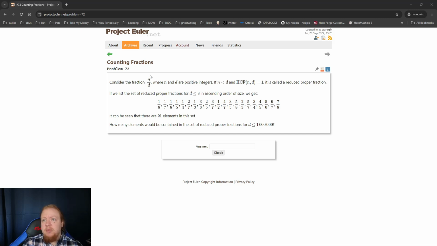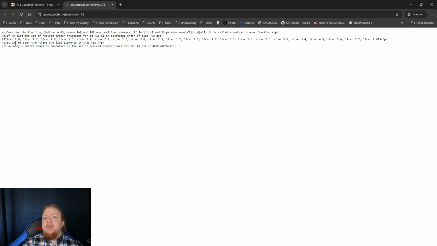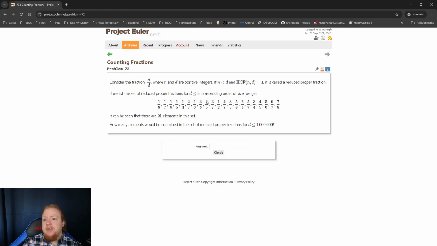Okay, so if you've seen problem 71, this is going to be extremely familiar. Problem 71 asked us to get the fraction immediately to the left of 3/7 for this same set of reduced proper fractions for d less than or equal to 1 million. But now we want to know how many reduced proper fractions there are.